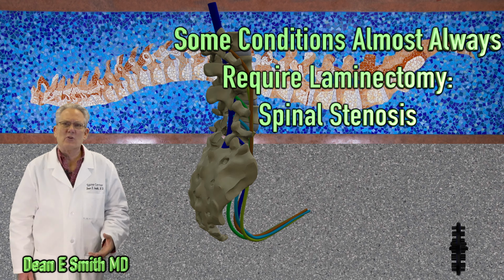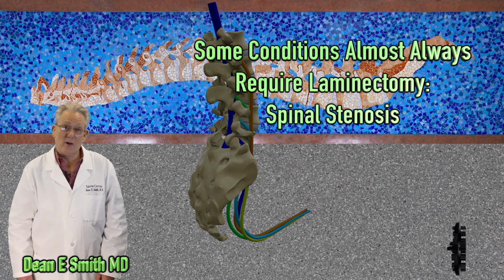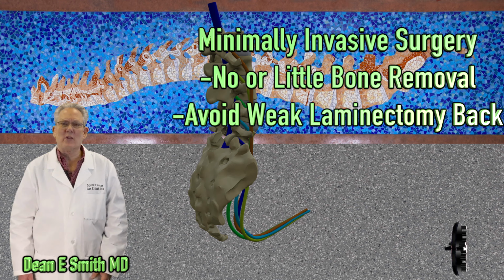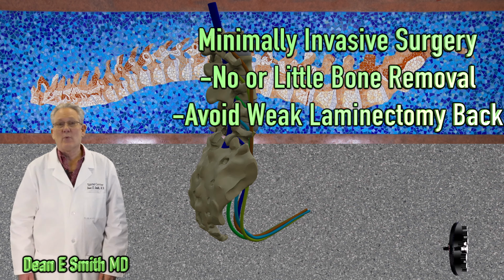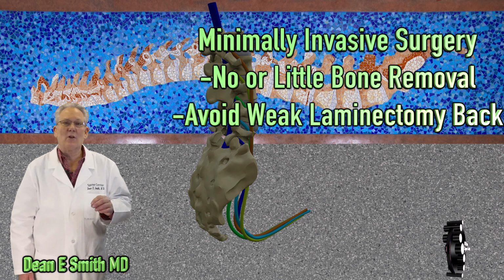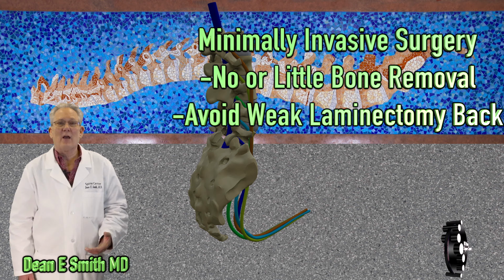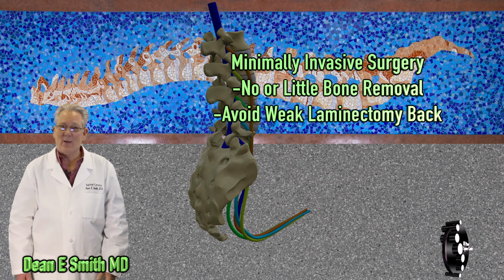There are those conditions which almost always are treated with a lumbar laminectomy, such as spinal stenosis. Here at the Spine Center, with a standard disc herniation, we use minimally invasive surgery. With minimally invasive surgery, little or no bone is removed. Minimally invasive surgery is designed to not leave you with the weak back of a lumbar laminectomy.